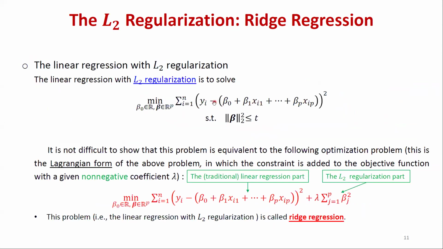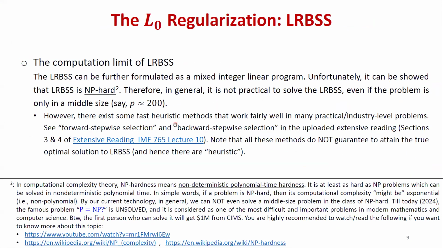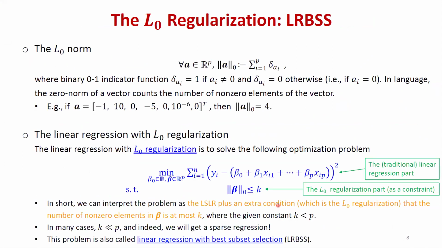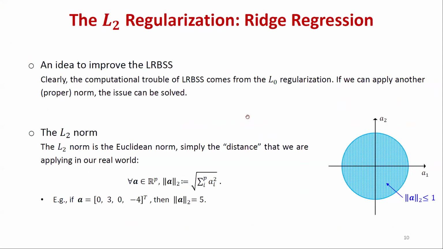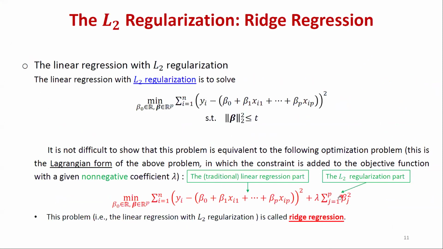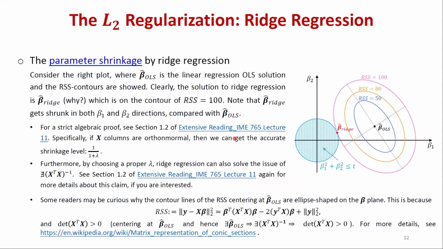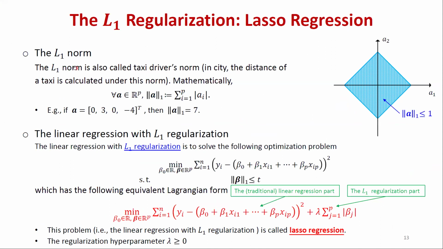Okay, so we've already introduced the best subset problem, which is the L0 norm. We've mentioned ridge regression, which is the L2 norm. And the next one, which is the most powerful one, is the L1 norm. Again, first of all, I need to define what L1 norm means. The L1 norm is the summation of the absolute values of the elements.